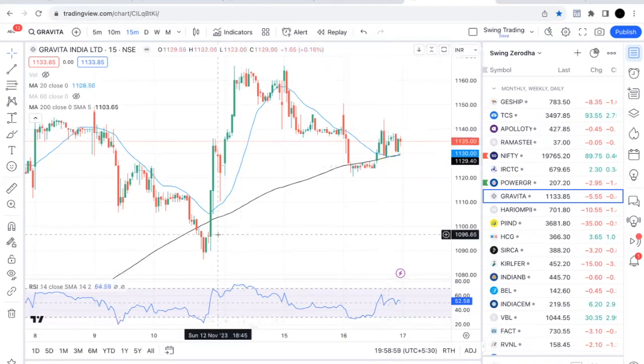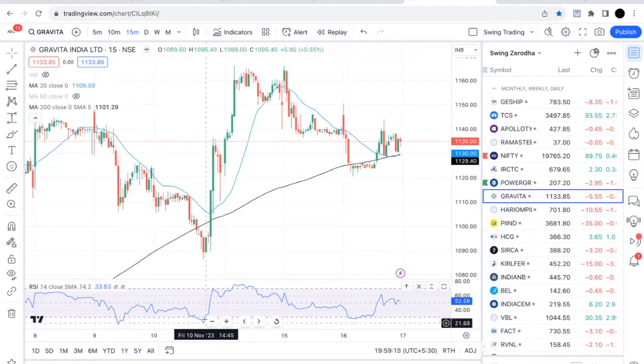Okay, the second one is this, where the 20-period moving average is close to the 200 and the 20 is rising above the 200-period moving average. And look at this. The RSI is low. The RSI is low, and the 20 and the 200 are close, and the 20 is on an upward trajectory. That's another good spot for entry.